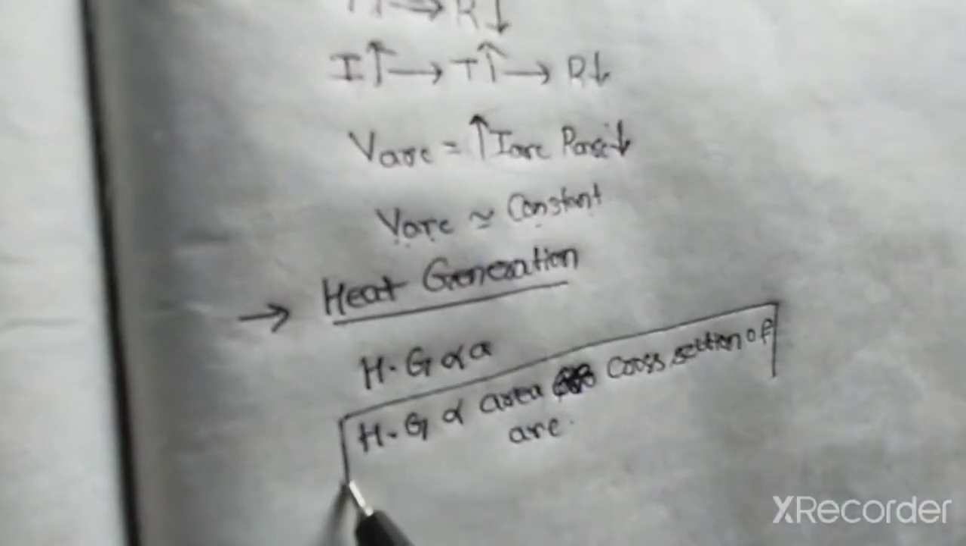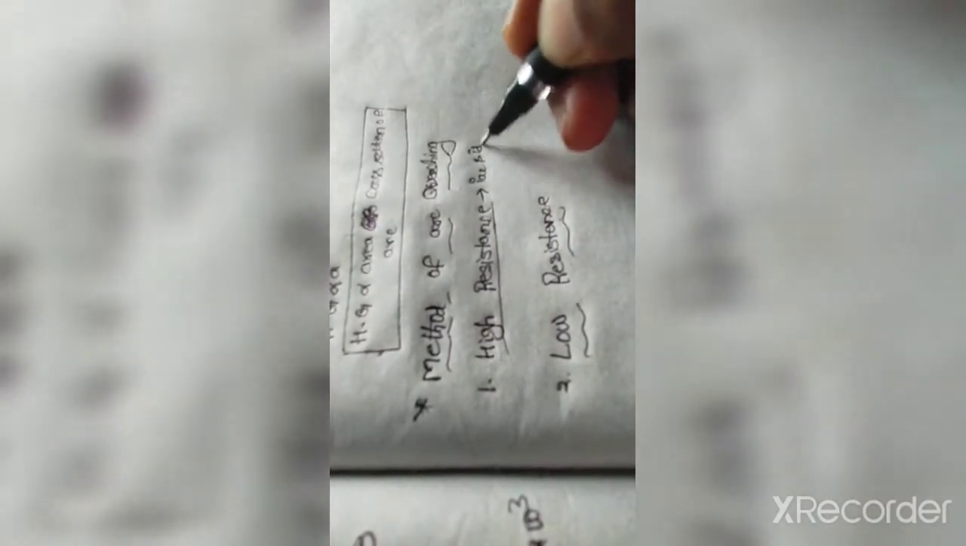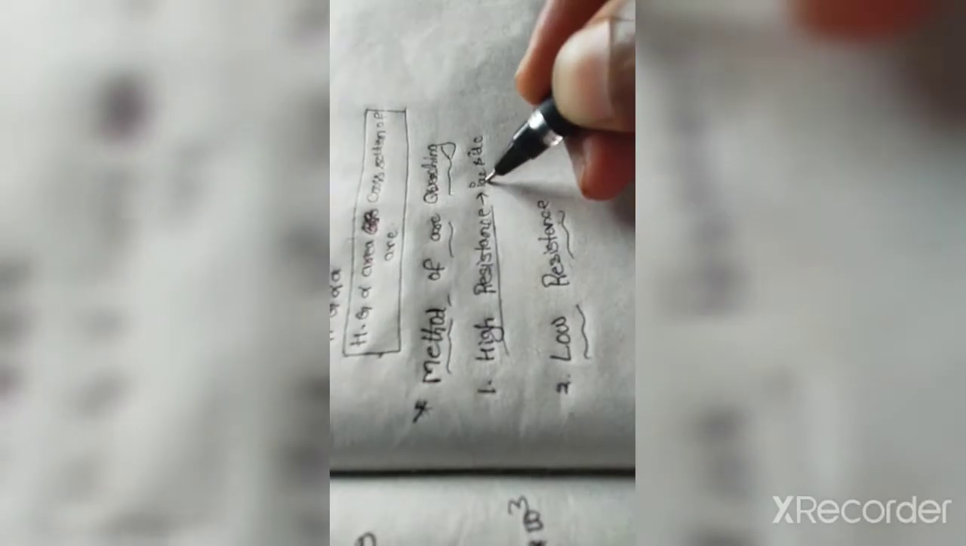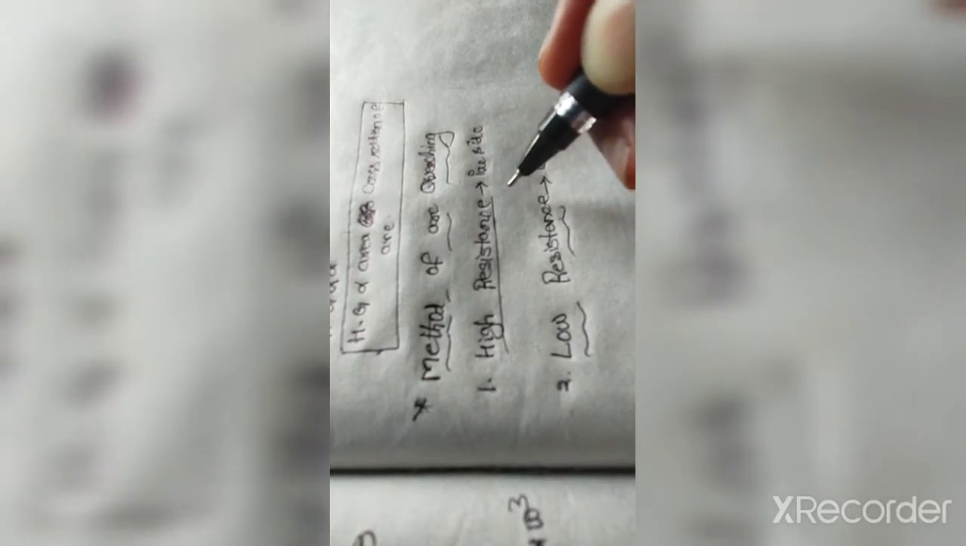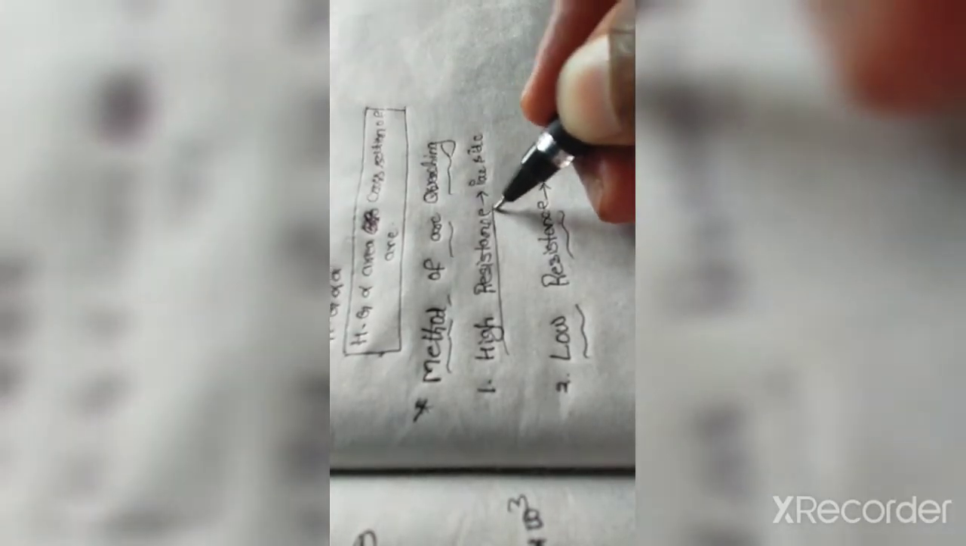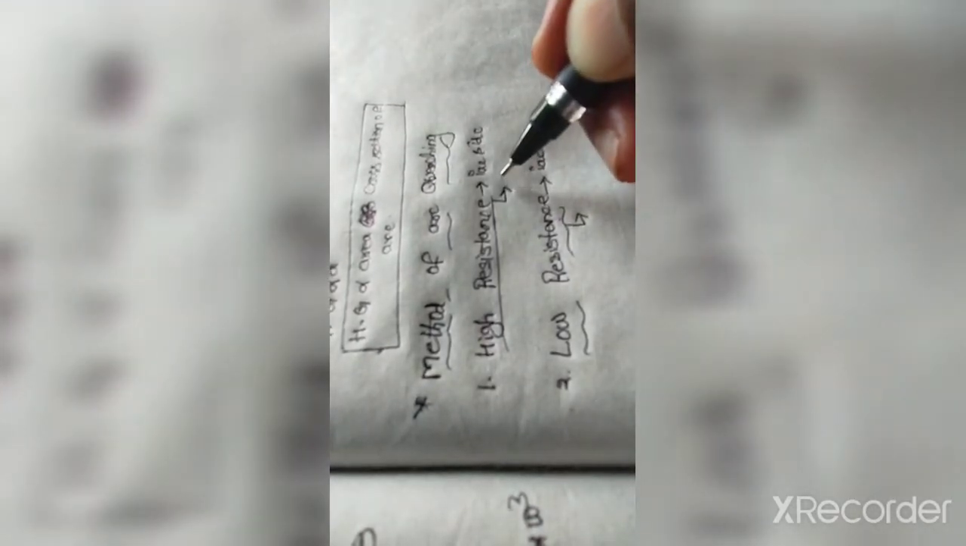PSS is asking one more bit: methods of quenching. High resistance method and low resistance method. The high resistance method is used with both AC current and DC current. The low resistance method is preferred only for AC current. Because of the high resistance method, the size of the circuit breaker is large. In the low resistance method, the size of the circuit breaker is less.